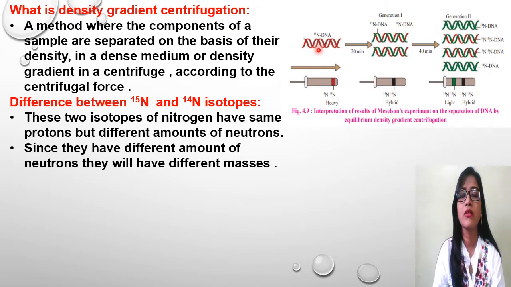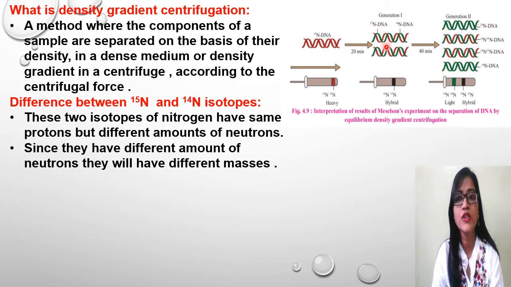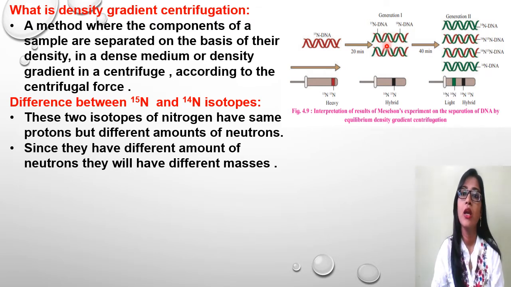that some of these bacterial cells are transferred to the N14 medium. After 20 minutes, that bacterial culture is called generation 1, or the first generation. When a sample was taken from generation 1, it was observed that it contains hybrid DNA. Hybrid means that out of the new replicated DNA, one strand is newly synthesized and the other is the old strand.